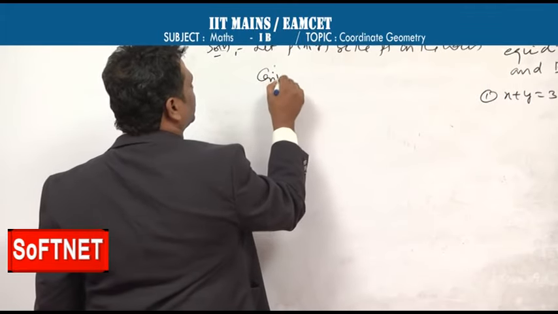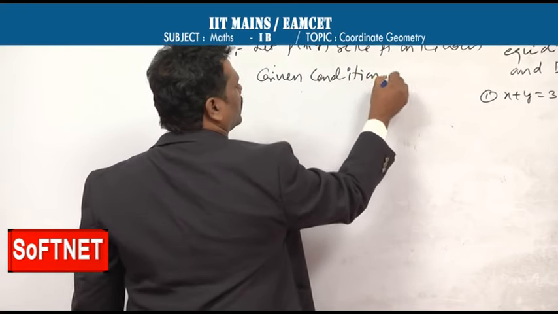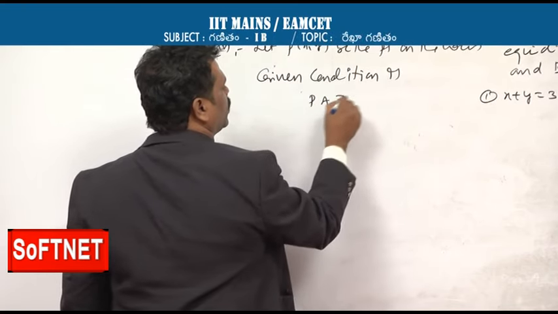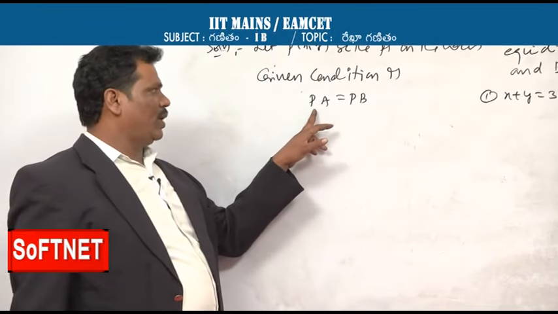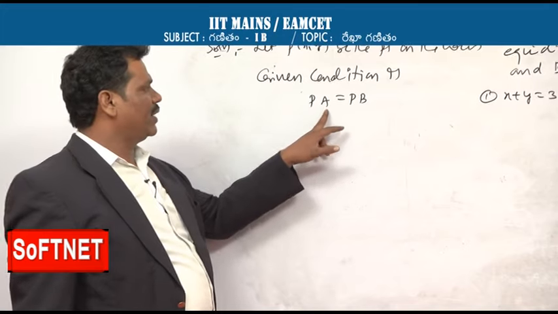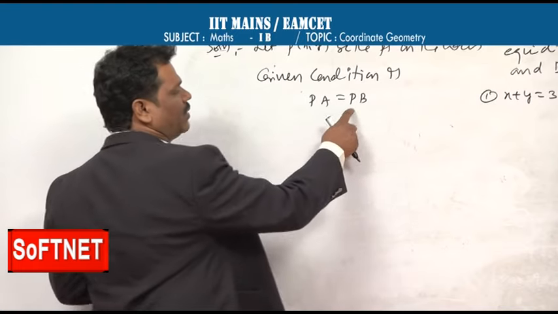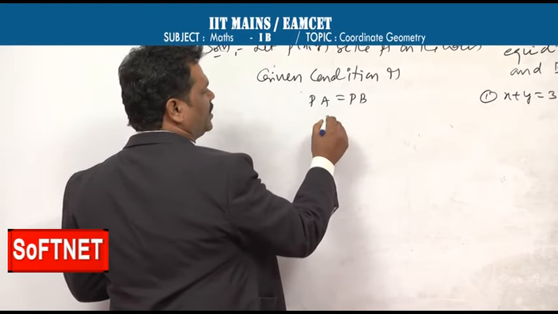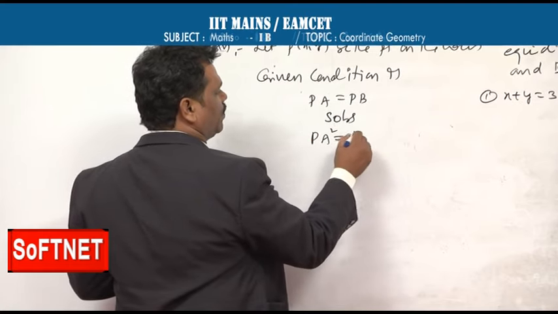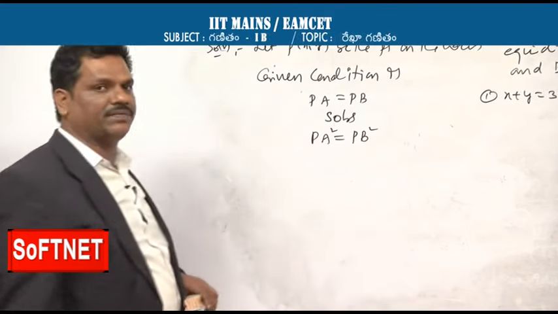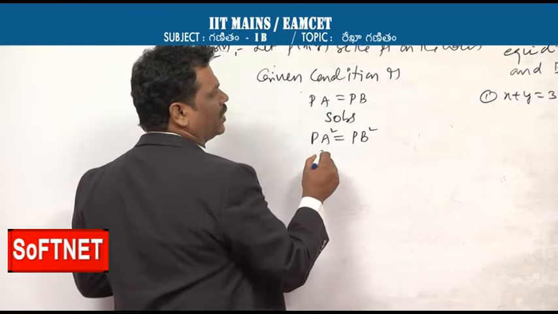Given condition is PA equal to PB. Here PA means the distance between 2 points, under root of (x2 minus x1) whole square plus (y2 minus y1) whole square. Here also we apply the same formula for PB. Root is cancelled, so squaring on both sides, we get PA square equal to PB square.